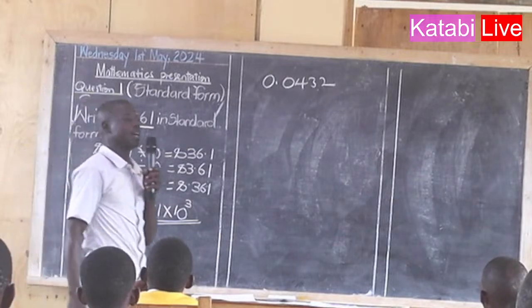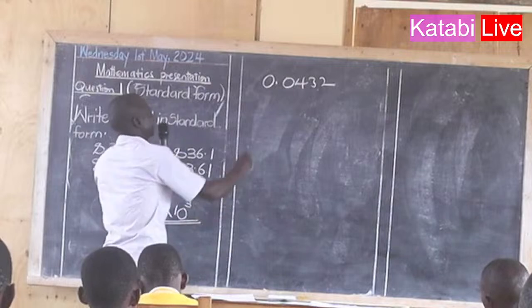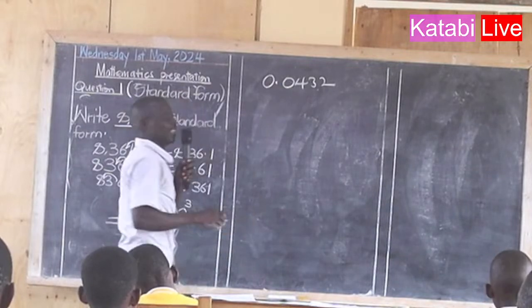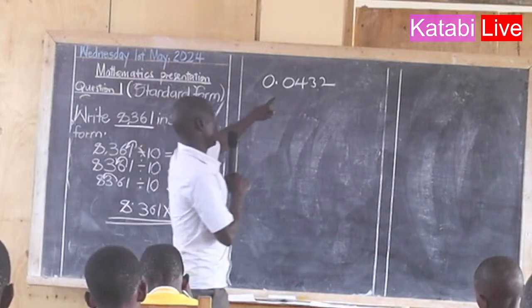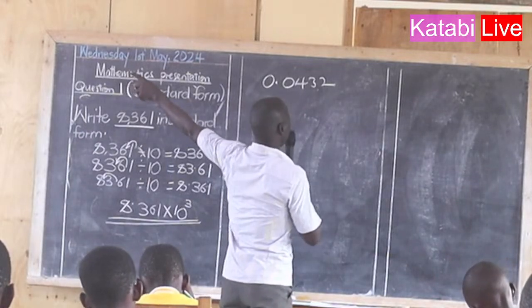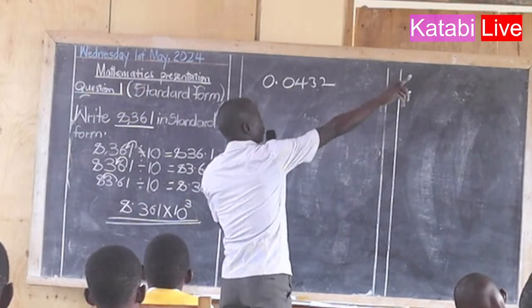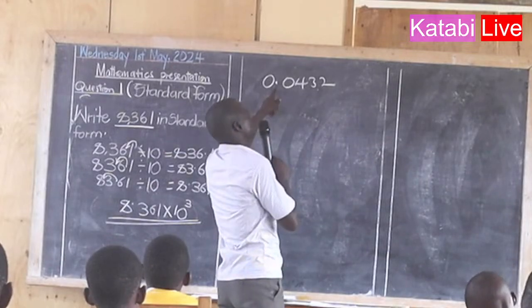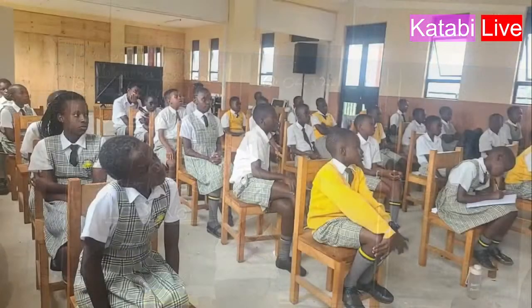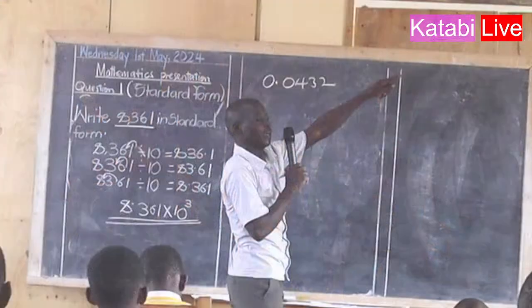To express it as a standard form, the first thing we look at, when I stand here, is on my left. On my left, do you have any counting number? No. On my right, do you have some counting numbers? Yes. And the first counting number here is what? 4. That means I'll be forced to move to my right.